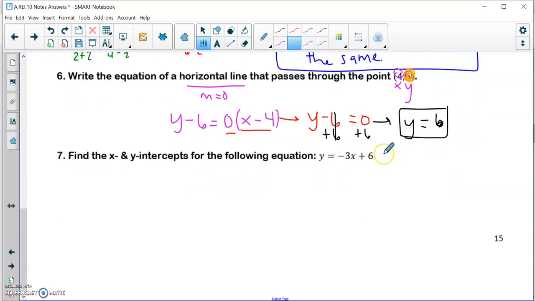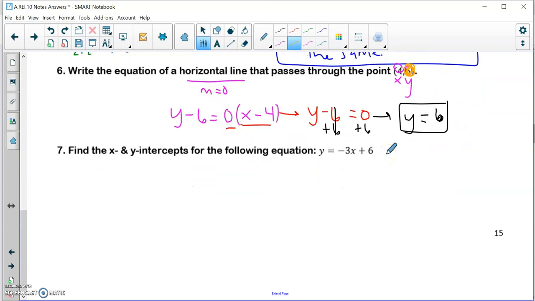All right, number 7, we want to find the x and y intercepts of the following equations. Well, the y-intercept is quite simple because, hey, guess what? This is slope-intercept form. Your y-intercept is already in there. So your y-intercept is the point 0, 6.